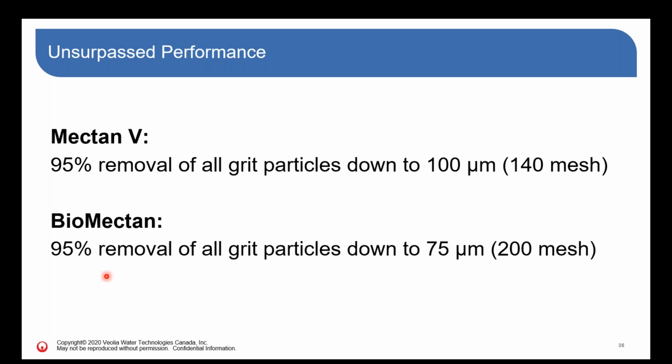The MECTAN V is pretty close to that, 95% removal down to 100 microns. I would argue that that's pretty good, especially when you get onto the larger units where, as I said earlier, a single grit chamber for the MECTAN V can treat up to 78 million gallons a day or 295 million liters a day. Delivering that performance in a single unit at that flow, to my knowledge, is unbeatable as well.